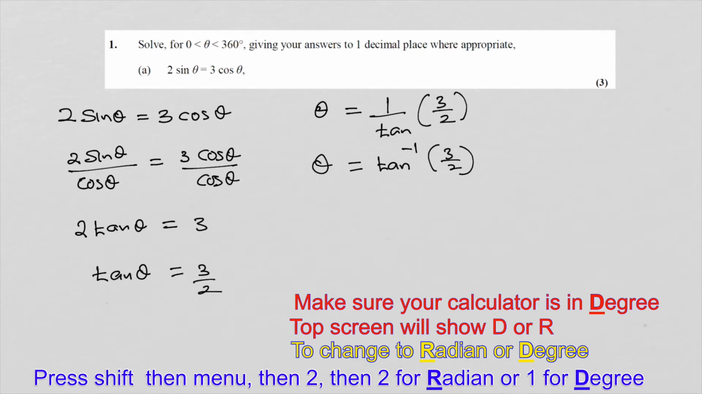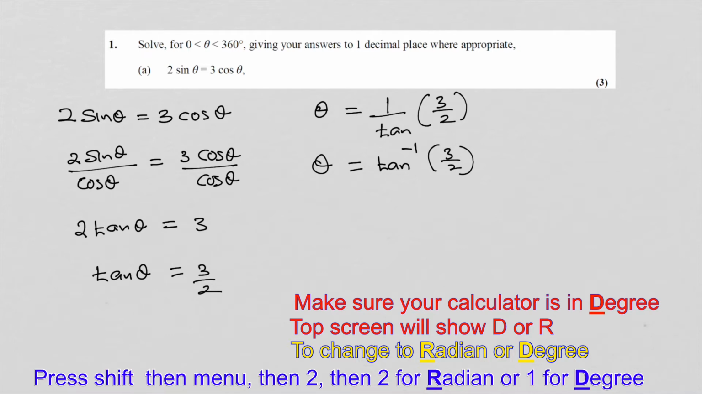So if we get the calculator, we're working in degrees, so we'll make sure the calculator is not in radians. Look at the top of the screen on the calculator. If it says R, it's in radians. Make sure you convert it to degrees by going to Shift, then you press Menu, Option 2 for angle unit, then Option 1 for degrees. Then look on the top of the screen again, you will see D, that means it's in degrees.